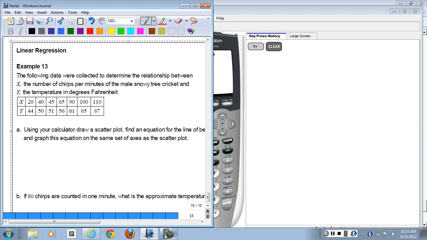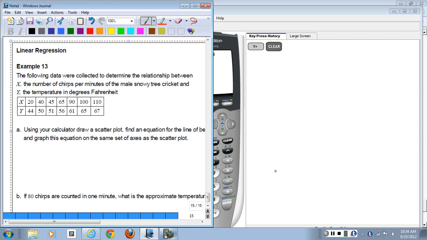When the temperature was 44 degrees, 20 cricket chirps were counted per minute. I don't know if it warmed up or it cooled off, but at some point the temperature was 56 degrees, 65 cricket chirps were counted. When the temperature was 67 degrees, 110 chirps per minute were counted. So it looks like the warmer it is, the more chirping takes place, or maybe the more chirping that takes place, the warmer it is. It looks like there's a correlation between chirping frequency and the temperature. So we would just want to see if it's a linear correlation and see if we can describe that with the equation of a straight line.